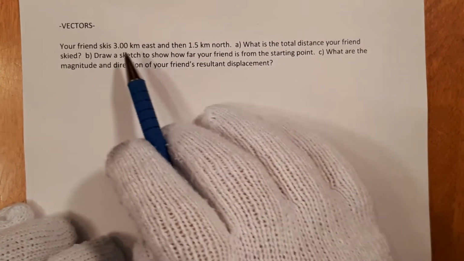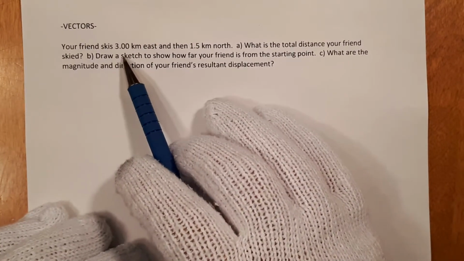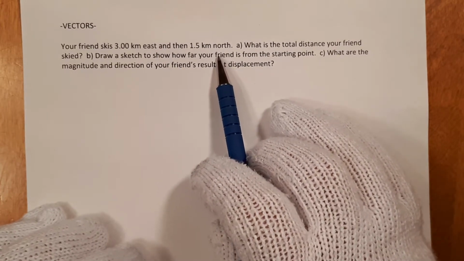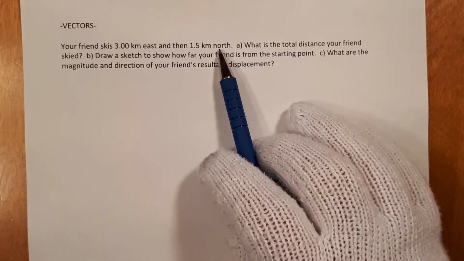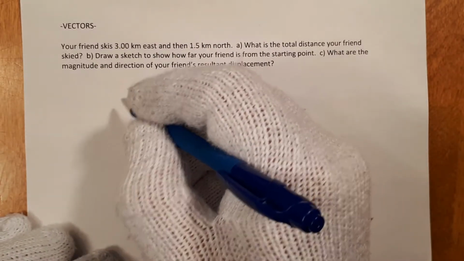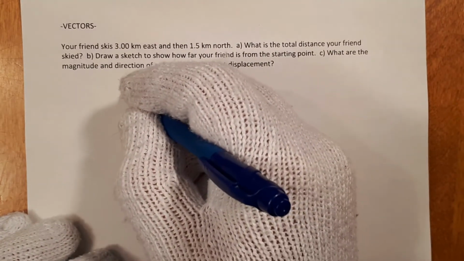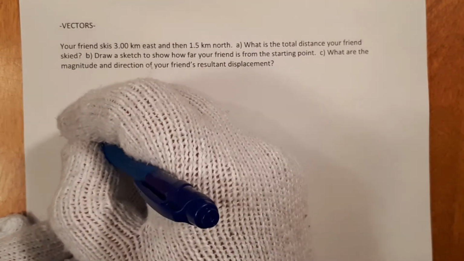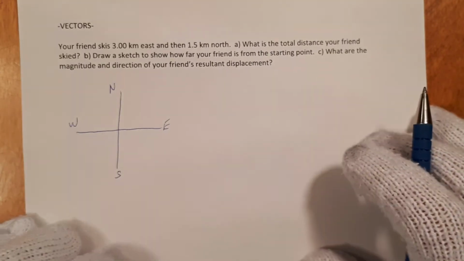Consider this word problem regarding vectors. Your friend skis 3 kilometers east and then 1.5 kilometers north. From this, it's clear we need a coordinate system. So I'm going to use the compass as a coordinate system, like this. North, south, west, and east.